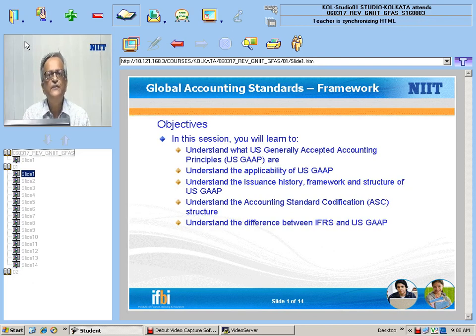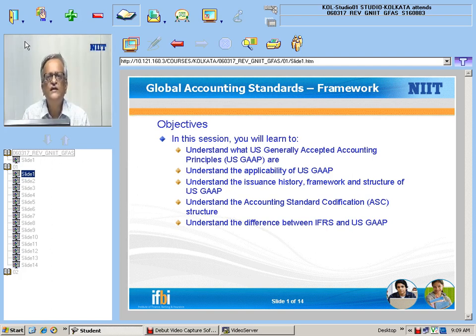Before I start, let me again tell you that those students who don't have much idea about accounting, I have already told you in the last session that you should get hold of a simple, school level book, which will be sufficient, and try to understand the basic concepts about accounting. This will help you to understand and better appreciate what is going on in the class.